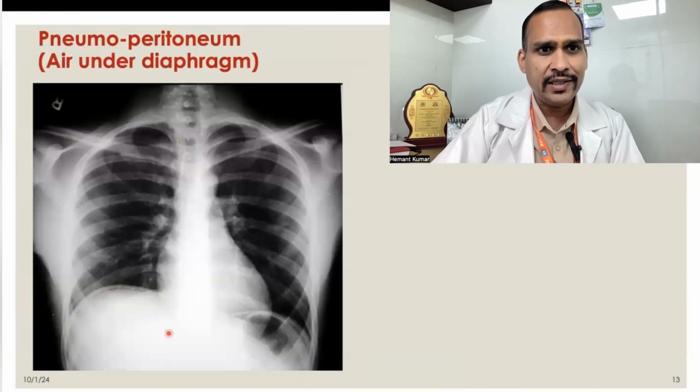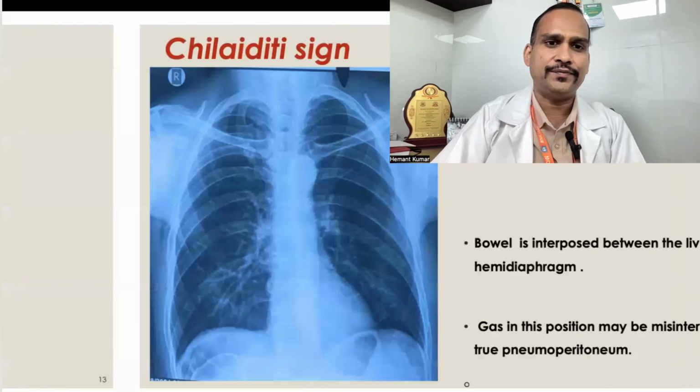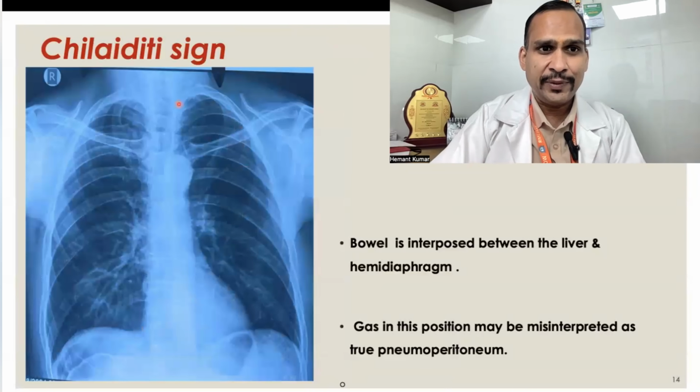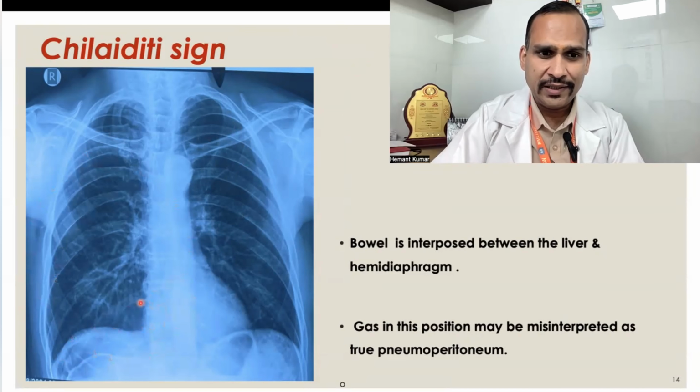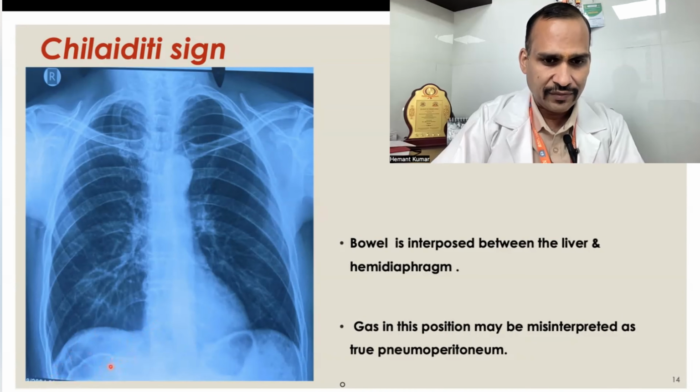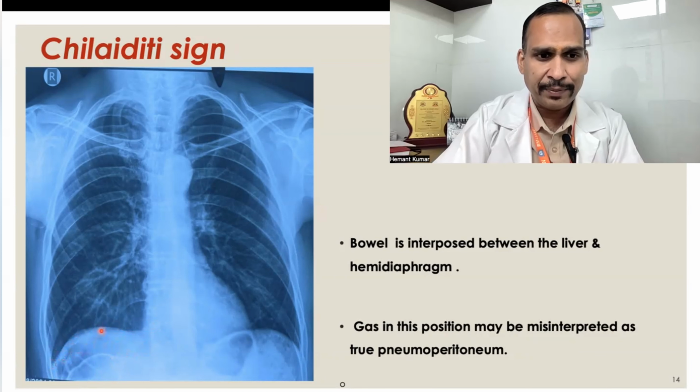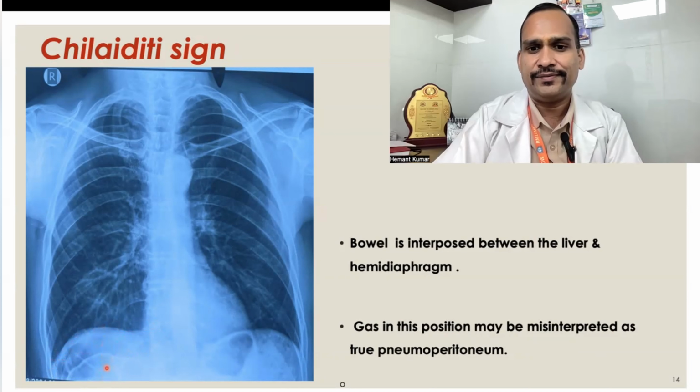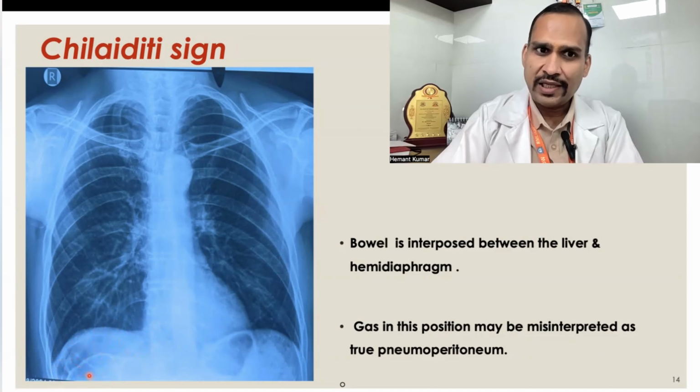So you will find air under the diaphragm. This is an important sign, the Chilaiditi sign. What is that? It is when intestine is interposed between the liver and the hemidiaphragm. Here is the liver and here is the diaphragm. You can see there is small intestine between these two structures. So this is Chilaiditi sign.